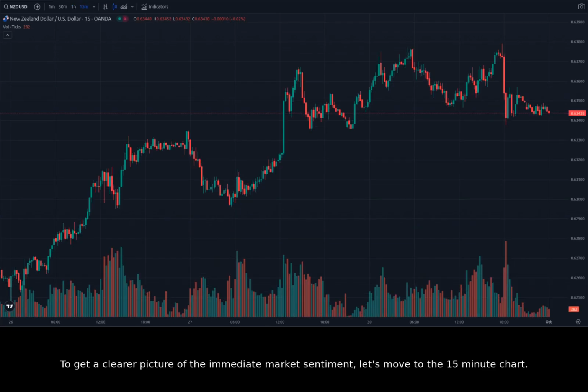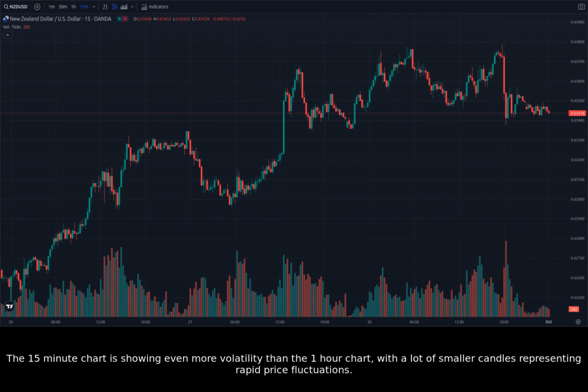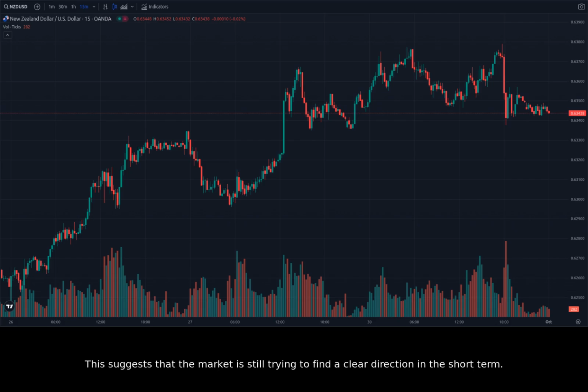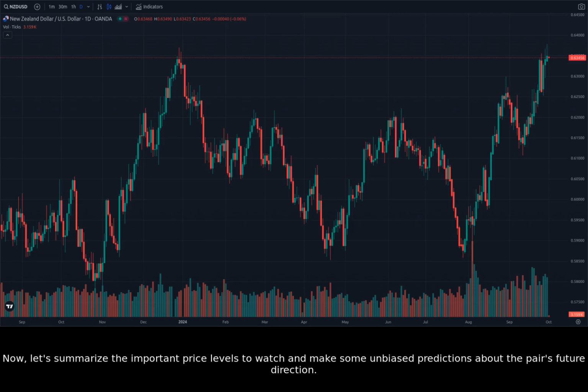To get a clearer picture of the immediate market sentiment, let's move to the 15-minute chart. The 15-minute chart is showing even more volatility than the 1-hour chart, with a lot of smaller candles representing rapid price fluctuations. We can see that the price has been trading within a range for the past few hours, with the price fluctuating between 0.6340 and 0.6350. This suggests that the market is still trying to find a clear direction in the short term. It's important to keep an eye on the 15-minute chart to see how the price reacts to the latest news and events.